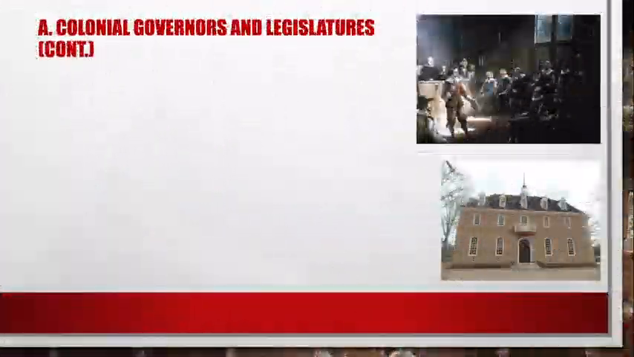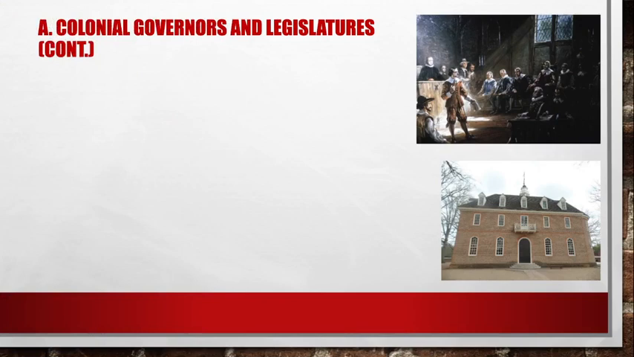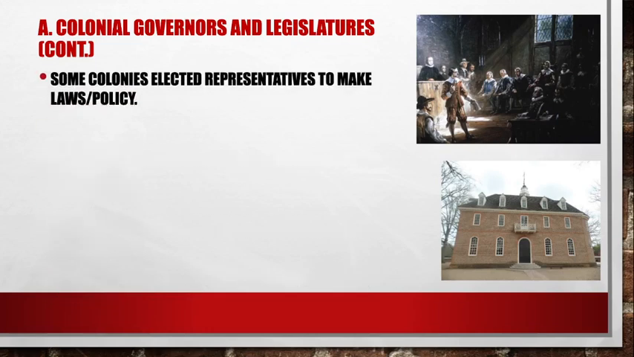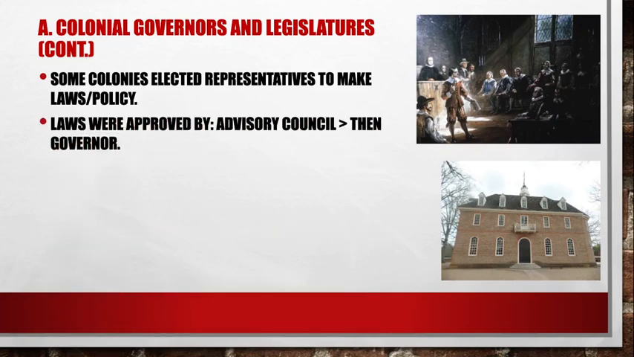Which takes us to some of the first bodies, first buildings, first groups of legislatures. And some of the colonies are also going to elect representatives to help make laws and policies. So if you think of our modern government today, we elect senators to represent the people, and they are who make our laws or policies. So we're going to see some of the earliest being created here. And generally, laws would be proposed, sent to the advisory council to review it, and then given to the governor to make it into a law or be approved.